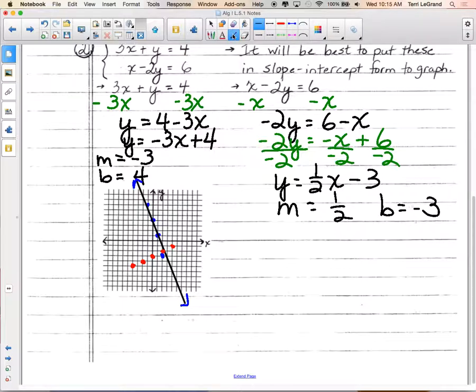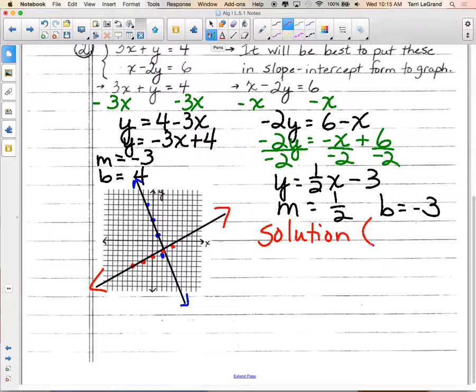Because of the way I drew my line the last time, I have a feeling that you're going to have to give away the answer for me. The solution is 2, negative 2? Yes. Okay. 2, negative 2. Well, now what are you going to do? Check. Pick your favorite equation. No. Both of them. And where should you check it at? In the original standard form equation.